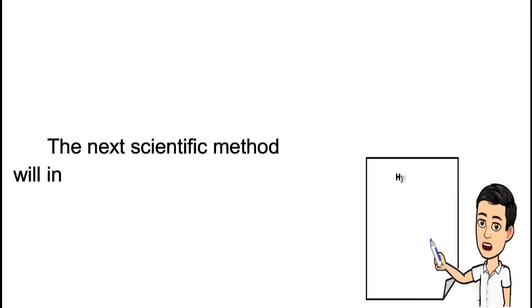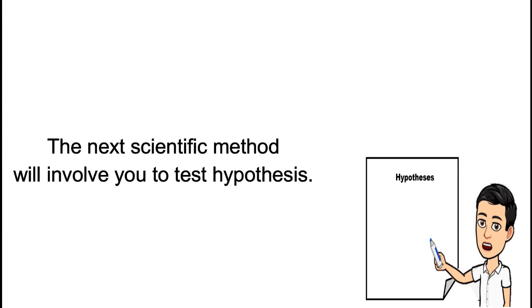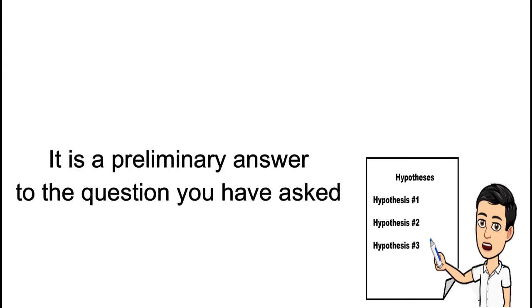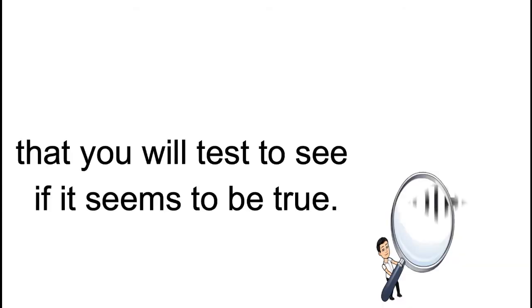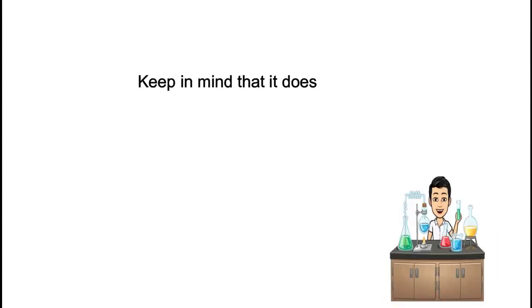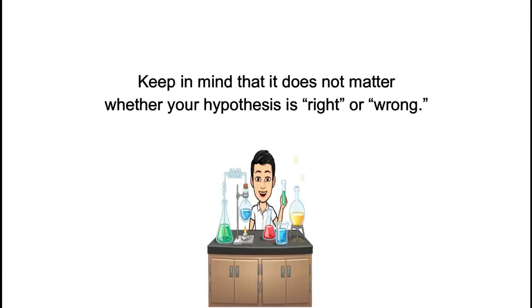The next step in the scientific method will involve you to test a hypothesis. A hypothesis is an educated guess. It is a preliminary answer to the question you have asked, but you will test to see if it seems to be true. Keep in mind that it does not matter whether your hypothesis is right or wrong.